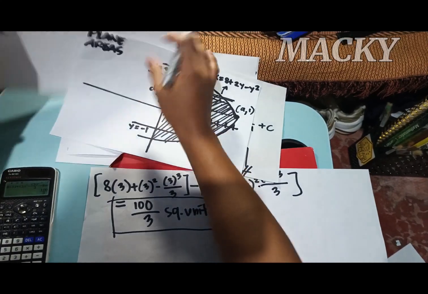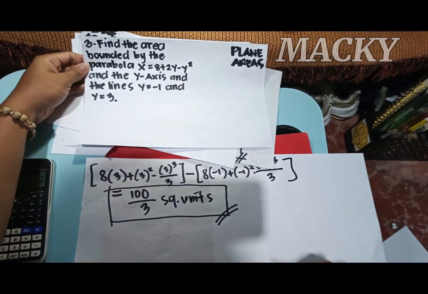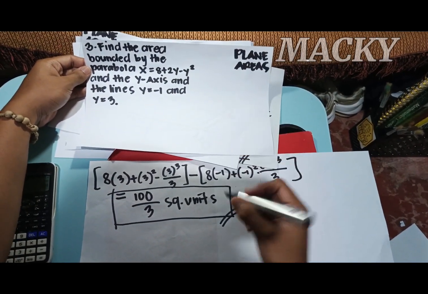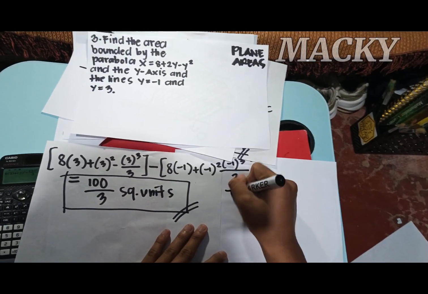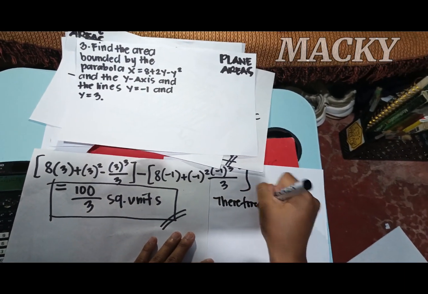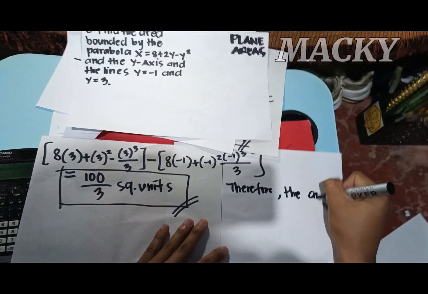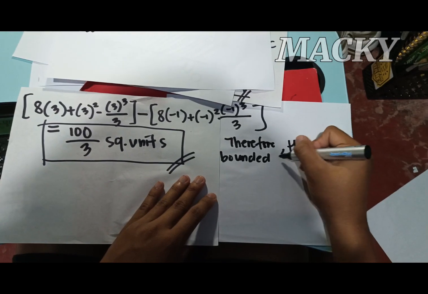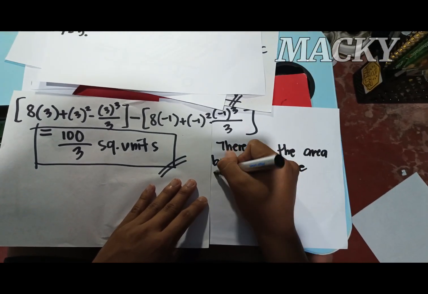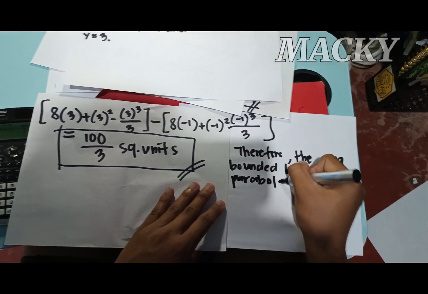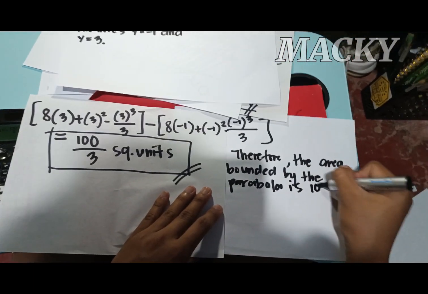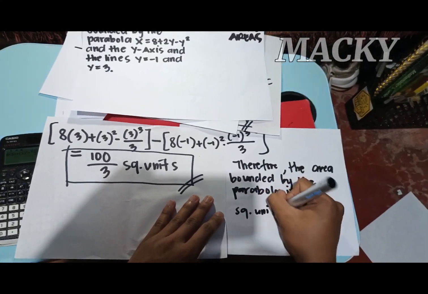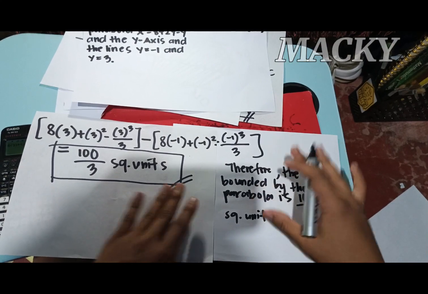The question is to find the area bounded by the parabola x is equal to 8 plus 2y minus y squared. Therefore, the area bounded by the parabola is 103 over 3 square units. So that is it, we have obtained it.